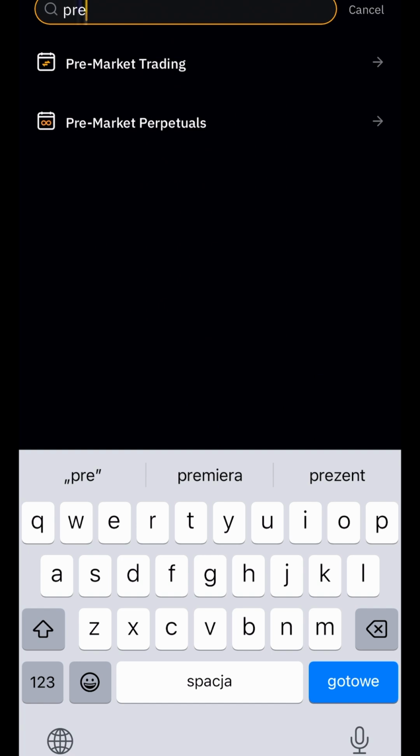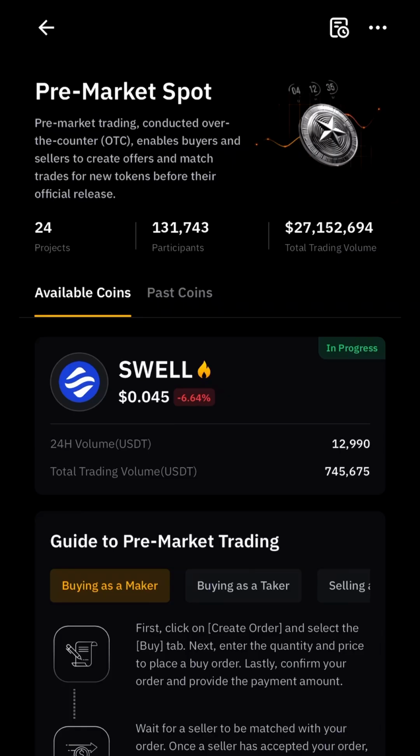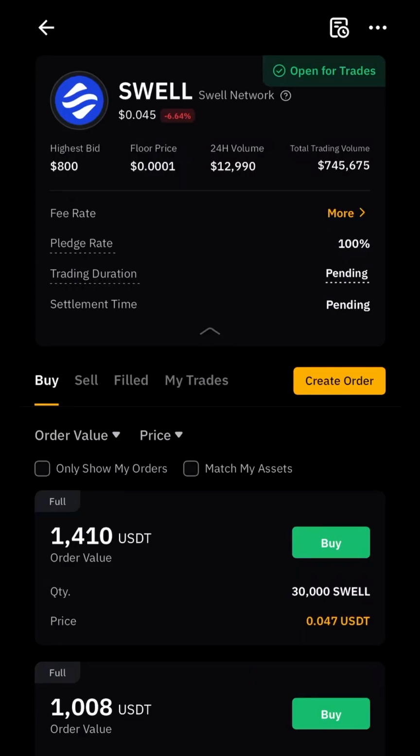Okay, and here I just search pre-market. The first one, pre-market trading. I go there. For now, tokens are available for pre-market trading. I need to push the green letters, In Progress, and here is the page for this token.